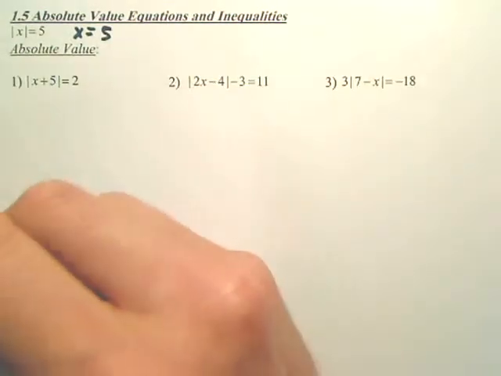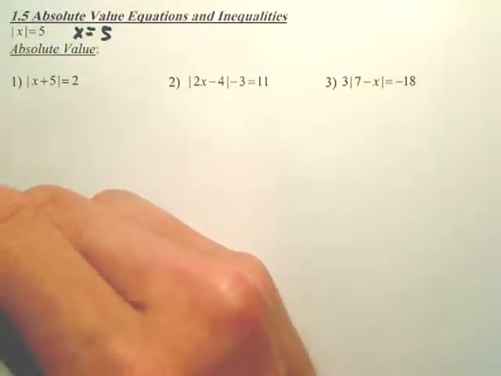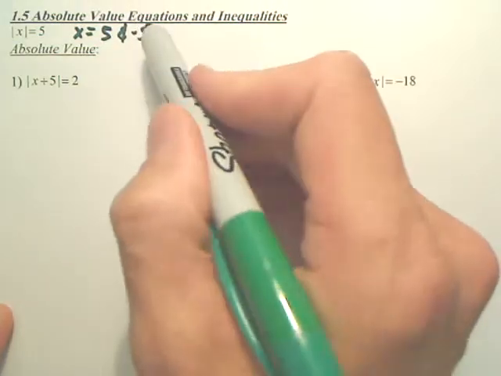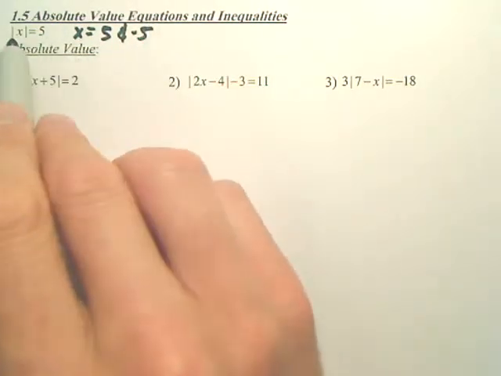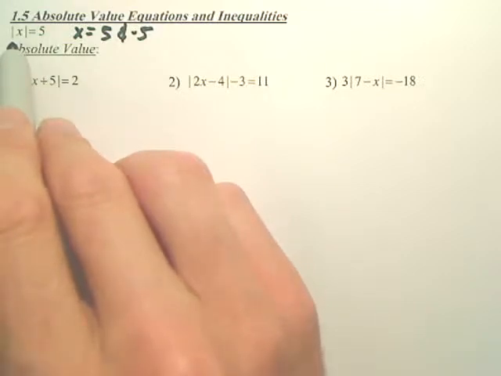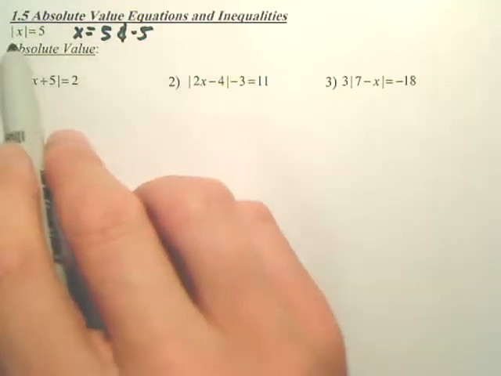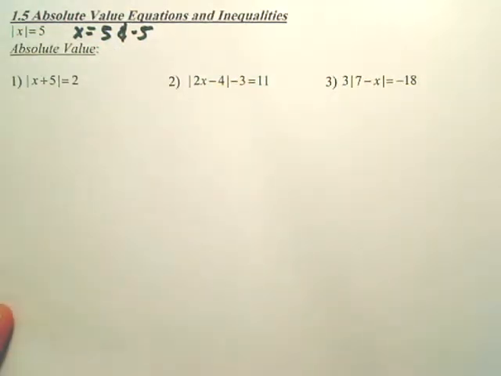That's obvious. There's actually another answer: -5. Your other answer is -5. Because if I plug in -5, won't the absolute value change it to +5? Yeah. Thus, it equals 5. Absolute values have two answers.